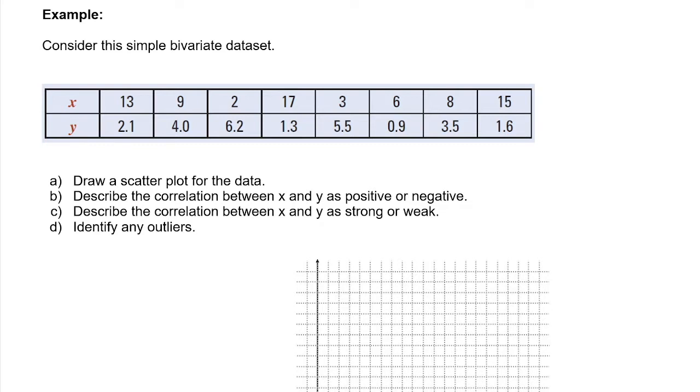We have a very simple bivariate data set. You can see there's not a lot of scores there. There's not a lot of pairs. What we're going to do is draw the scatter plot for said data.